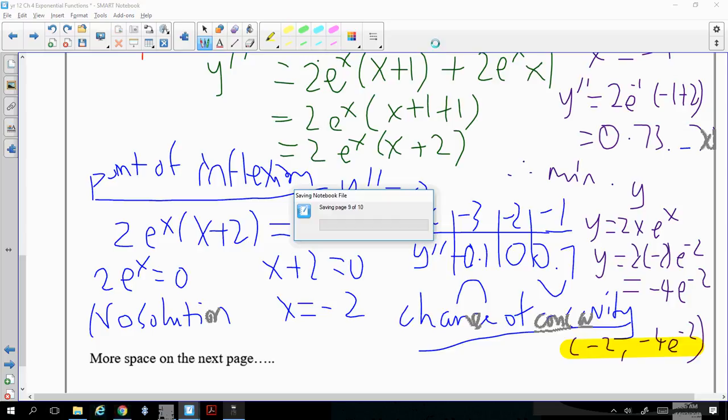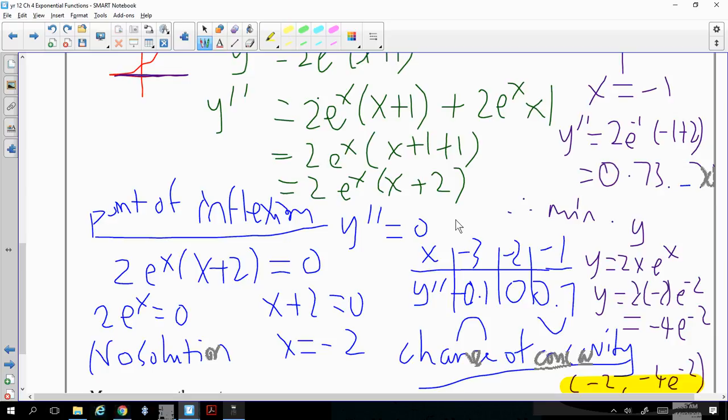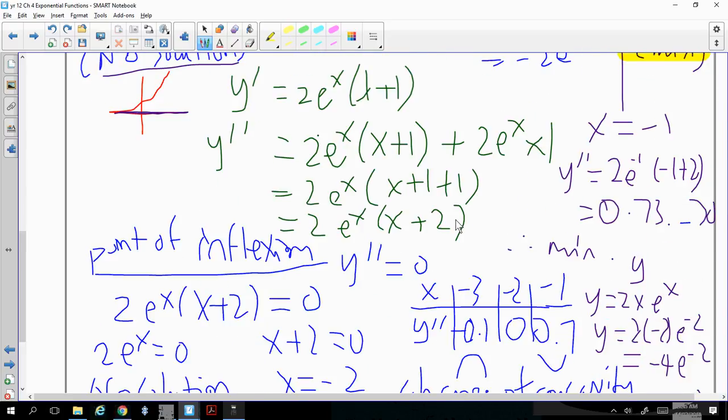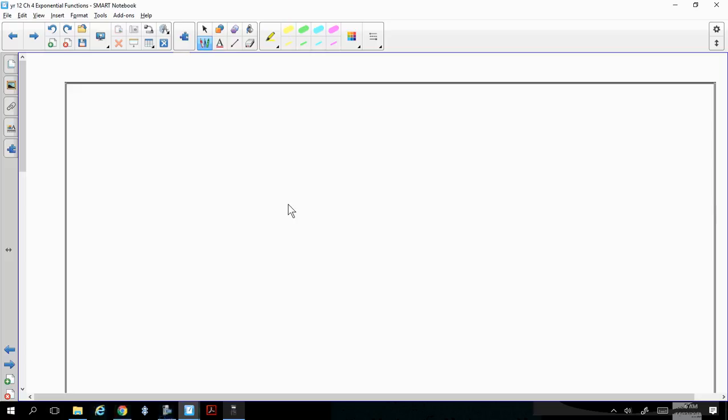So the minimum turning point, oops, that's a 10 here. Okay, let's write down the minimum turning point. Minimum turning point is this one here, -1, comma -2 e to the power -1, and then the inflection will be -2, comma -4 e to the power -2.